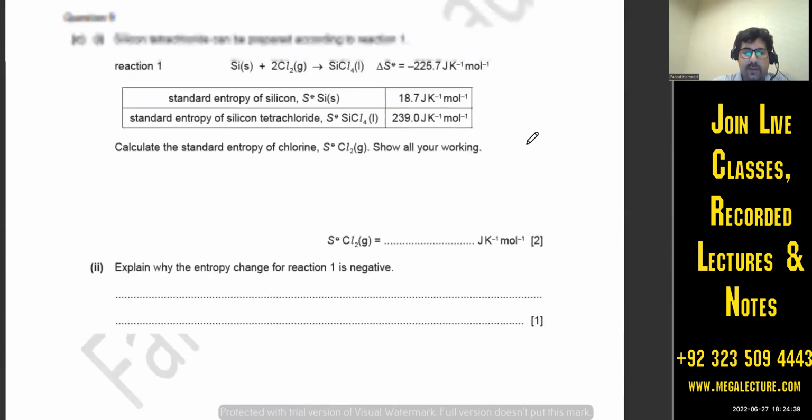So any difficult ones? Why is this negative entropy change? Because entropy is decreasing, gas turning into a solid, or the number of gas moles are decreasing.